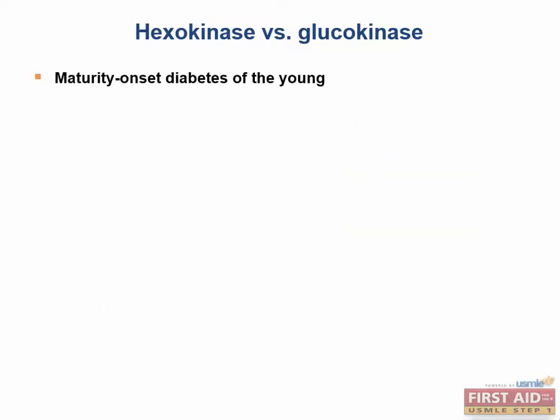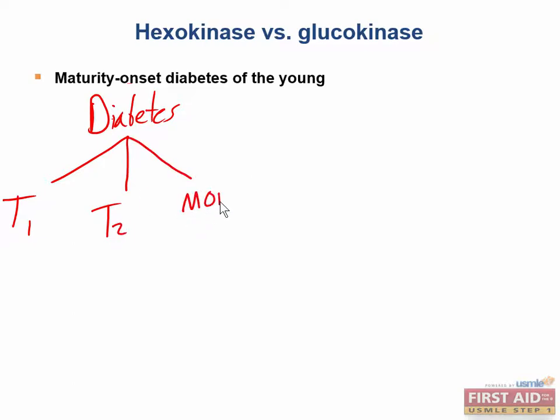Before moving on, I also want to touch upon the concept of maturity onset diabetes of the young, or MODY for short. You'll learn more about the disease diabetes as a whole in the endocrine section, but in a nutshell, diabetes is going to result in an increase in glucose in our bloodstream. Now, there are many different forms of diabetes out there. So, for example, there's type 1 diabetes, type 2 diabetes, and then we also have our maturity onset diabetes of the young, MODY. We'll touch upon MODY here in the biochemistry metabolism section.